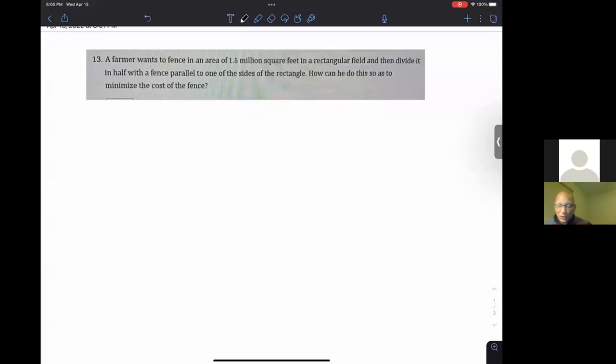Folks, I wanted to go over this question from section 4.7 just to give you another example of working through an optimization problem. So the problem reads as this. A farmer wants to fence in an area of 1.5 million square feet in a rectangular field and then divide it in half with a fence parallel to one of the sides of the rectangle. How can he do this so as to minimize the cost of the fence?